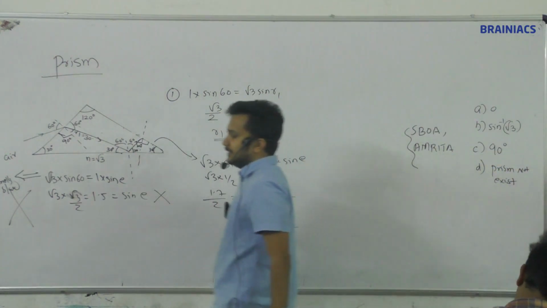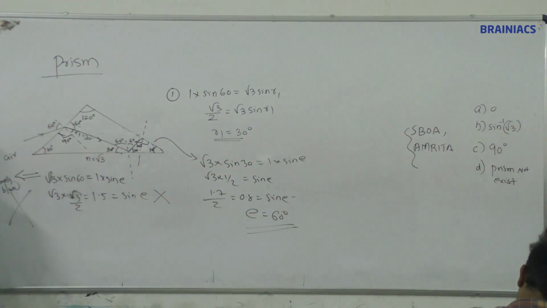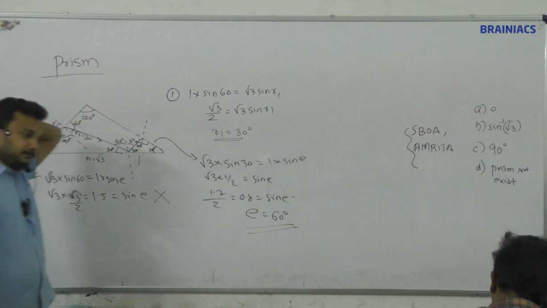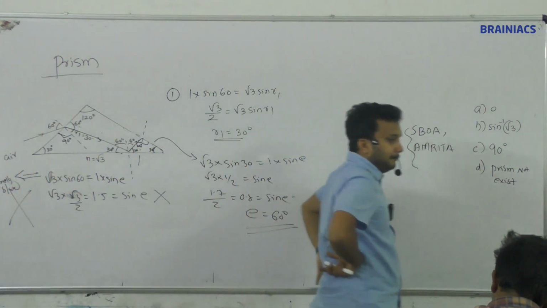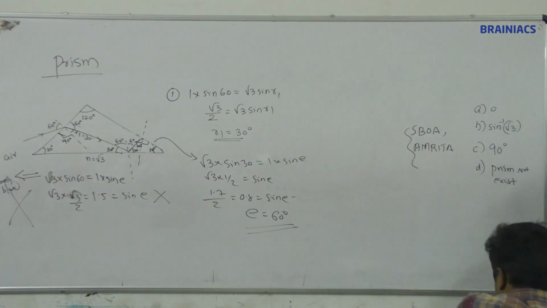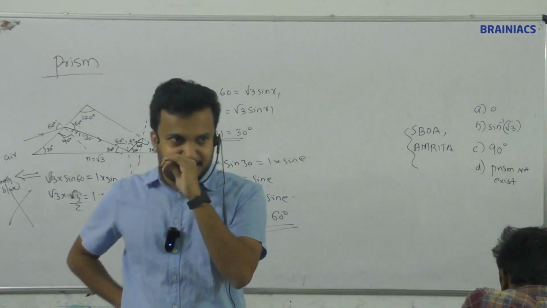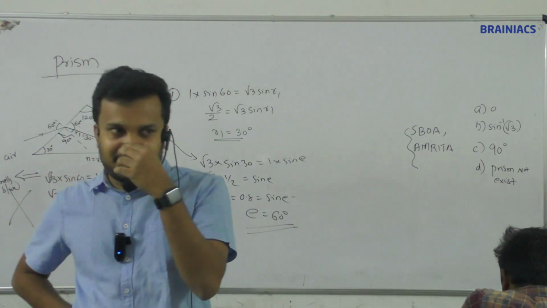Angle of emergence is 60 degrees. Doubt? Okay. Do not think the ray is always going to the next phase. It should not be like that always.